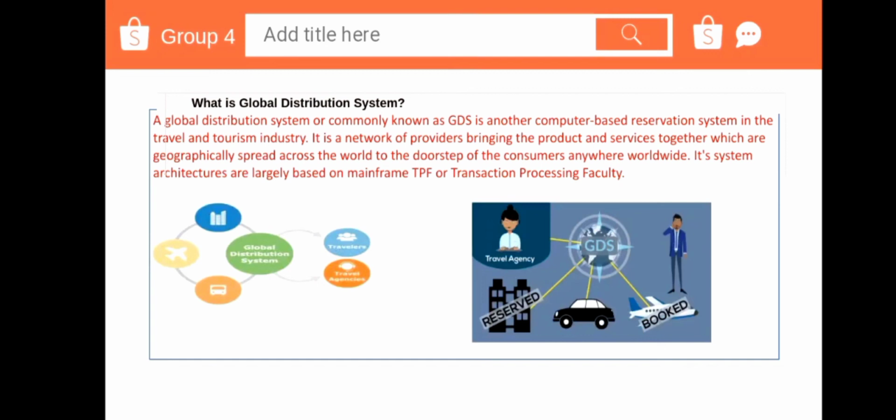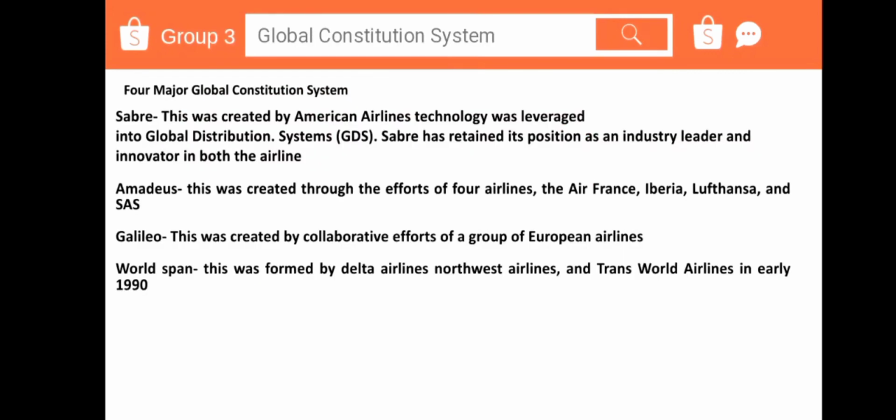Its system architectures are largely based on mainframe, TPF, or transaction processing facility. There are four major global distribution systems. Number 1, SABRE. This was created by American Airlines. Its technology was leveraged into a Global Distribution System, or GDS. SABRE has retained its position as an industry leader and innovator in the airline industry.